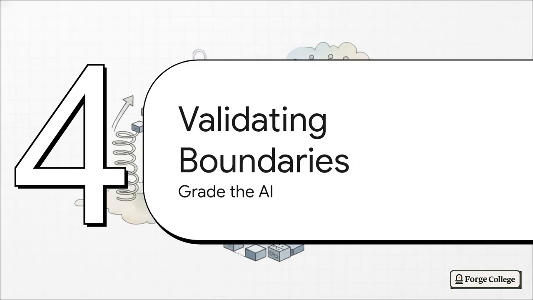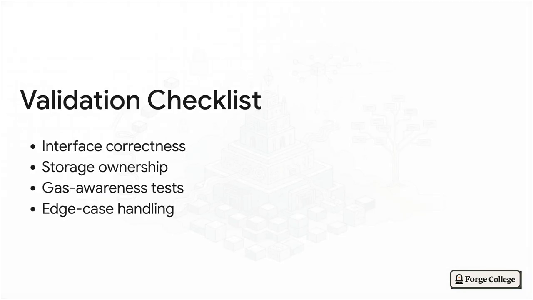The intern has handed in its homework, and now it's time for us to actually grade it. I want you to run every single AI-generated scaffold through this exact checklist. First, interface correctness. Do the function signatures actually match up? Second, storage ownership. This is a massive one. If you look at the logic contract and you see it trying to declare persistent state variables, well, the AI messed up. Logic is the chef. It doesn't own the pantry. You have to correct that immediately.